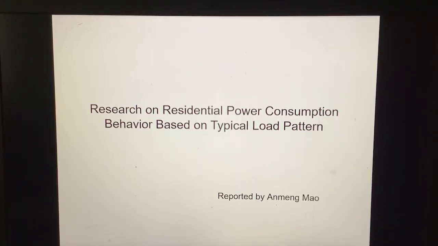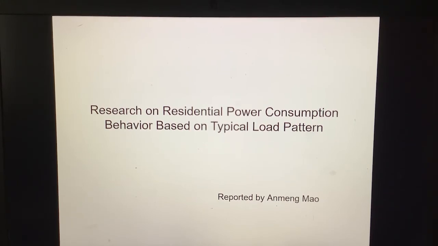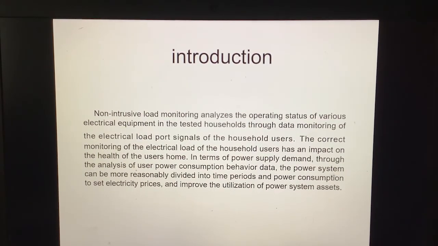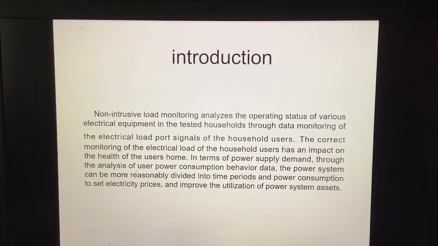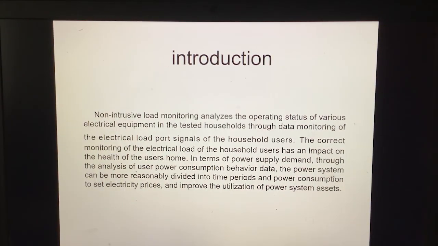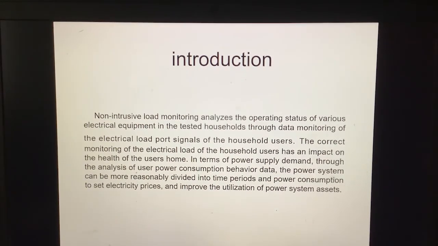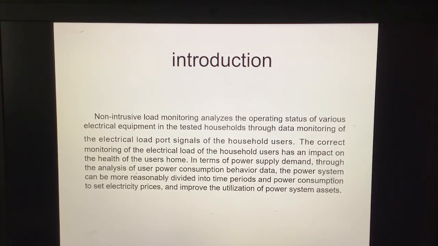My topic is research on residential power consumption behavior based on typical load pattern. Introduction. Non-intrusive load monitoring analyzes the operating status of various electricity equipment in the tested households through data monitoring of the electrical load port signals of the household users.